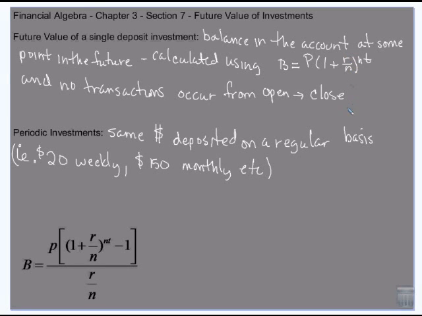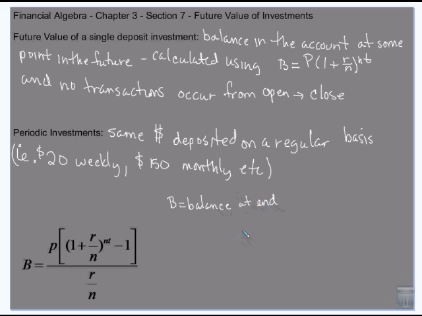So to determine the future value of that kind of deposit, I'm not sticking one amount of money in and then it just sits. I'm starting with some amount and then I'm depositing $20 every week or whatever. This is our formula. P is, well, let's start with B. B is the balance at the end of whatever term you've decided.